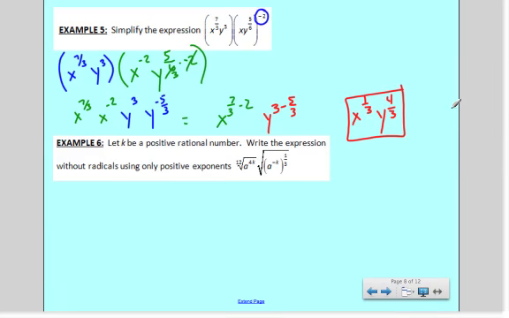Okay, so let k be a positive rational number. Write the expression without radicals, using only positive exponents. So this is like what we said at the beginning, where we really want you to get comfortable using fractional exponents. Remember, the bottom is the root, the top is the power. So the first one can be rewritten as a to the 4k over 12, which is the same thing as a to the k over 3, since 4/12 simplifies to 1/3.